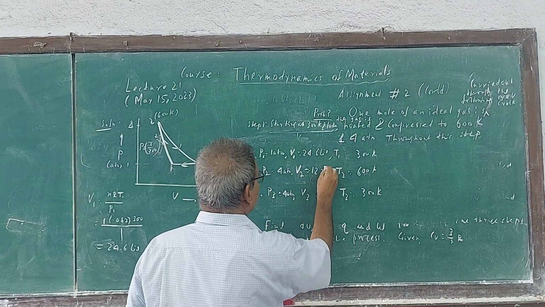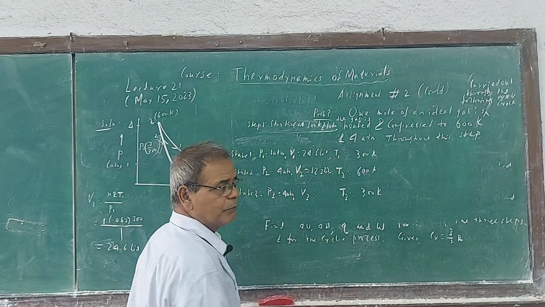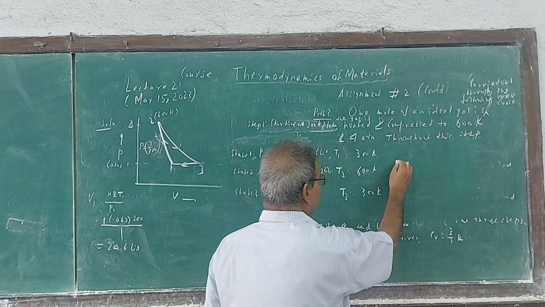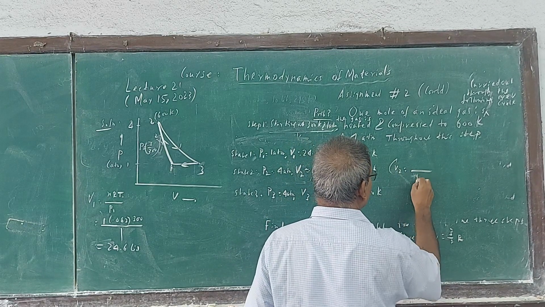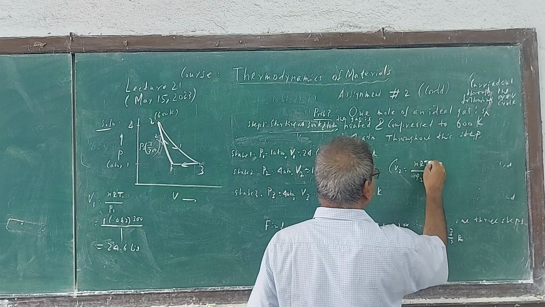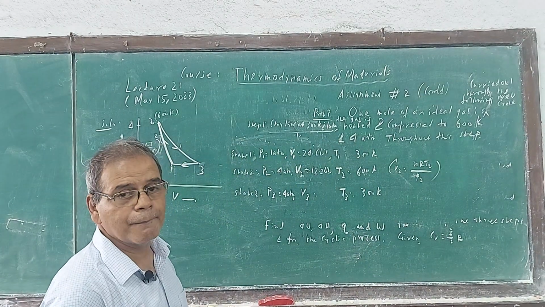12.3. You can get it from PV is nRT. If you want V2, it is n R T2 by P2. T2 you do yourself, but you will get this V2.